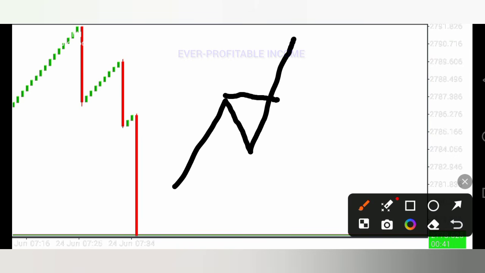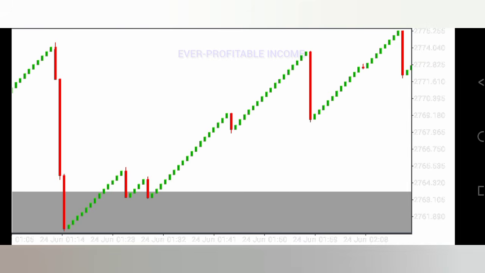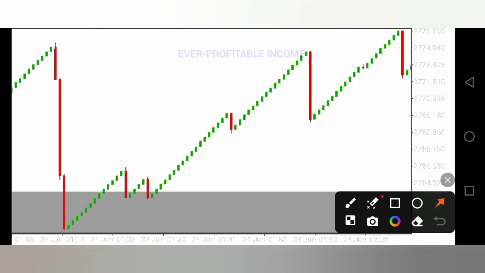Let's look at an example of what I mean by rally-based rally on crash. Okay, so let's look at this place right here. I think this is the support we drew on the higher time frame. Can you see that? The support zone we marked out. So we marked out the support zone, and it's also showing on the 1 minute time frame. So we know that we have hit the support zone and we are going upward.